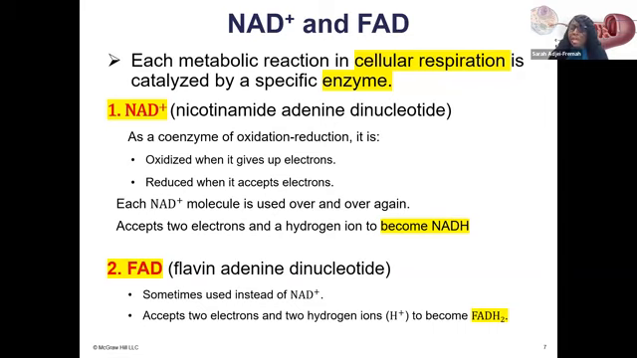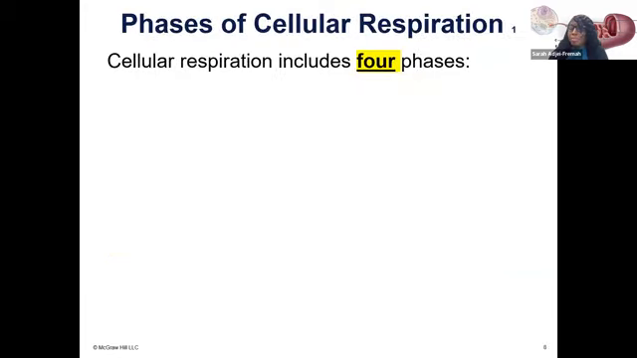This enzyme is sometimes used in the stead of NAD+, and is also capable of accepting 2 electrons and a hydrogen ions and become reduced to form FADH2. So as we go through the phases of the cellular respiration process, we would see NADH and FADH2 as byproducts that are being produced.